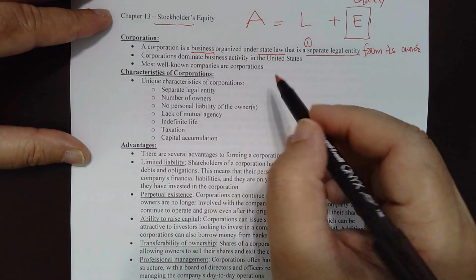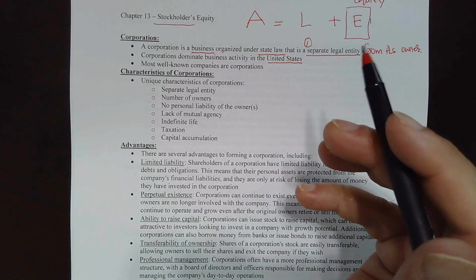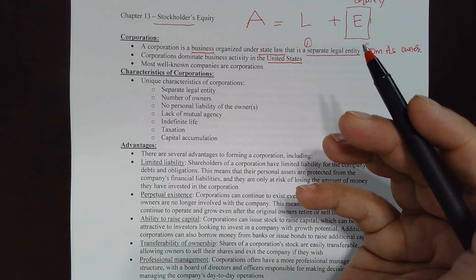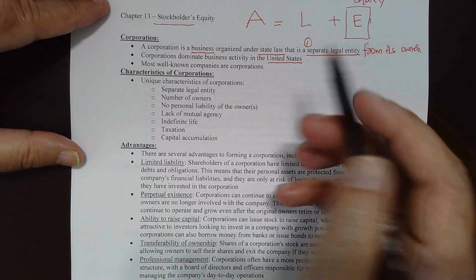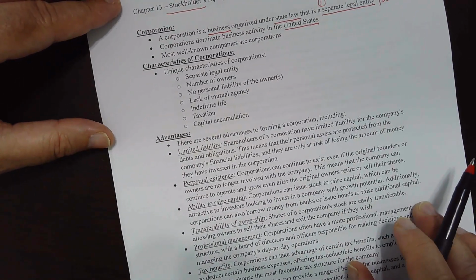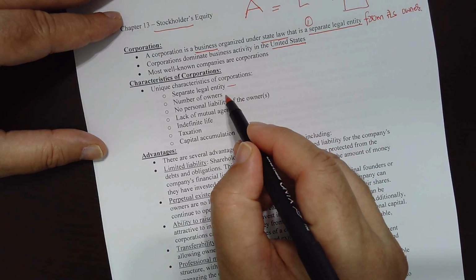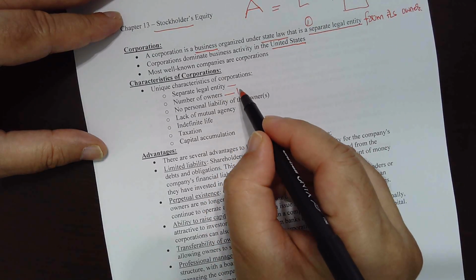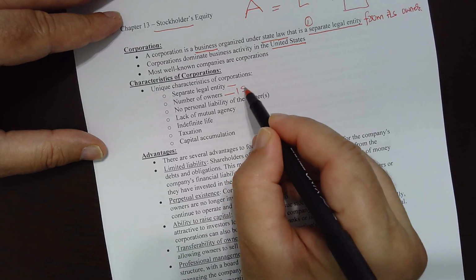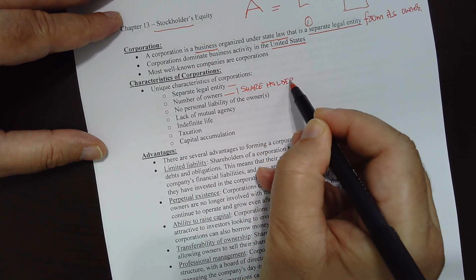Corporations dominate business activity in the United States. All the mid-sized to large businesses are corporations. Most well-known companies are corporations. Characteristics of a corporation: they are a separate legal entity. They have numbers of owners, whom we call shareholders, or stockholders, which is the same thing.